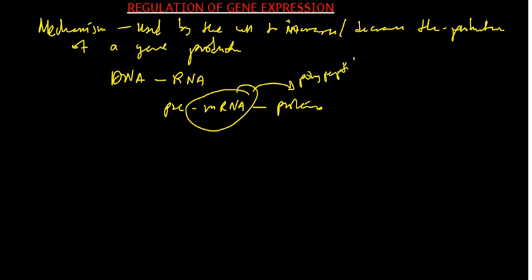So this polypeptide has to be modified. It has to undergo modification, and when we do modify it, then it is going to be functional. Just at the time when we are modifying a polypeptide into a functional protein, we can regulate how much we want to form. We can control how much we want to form.